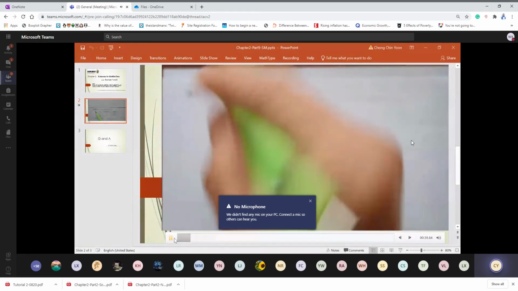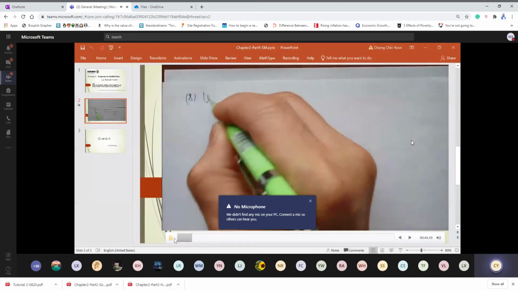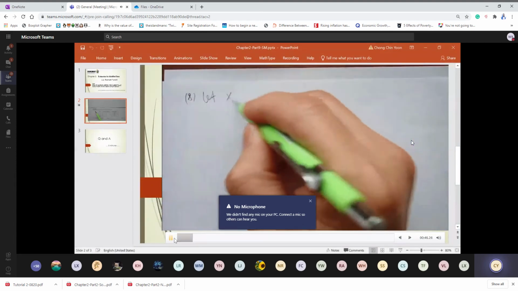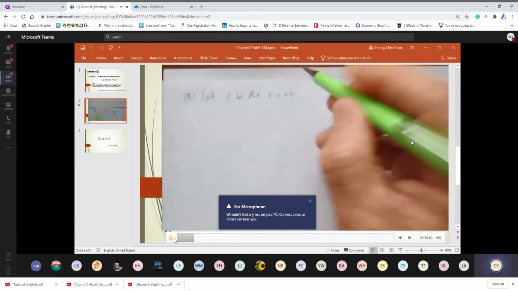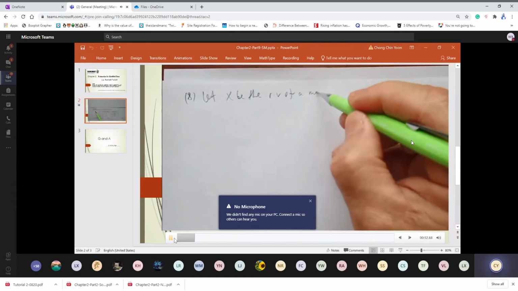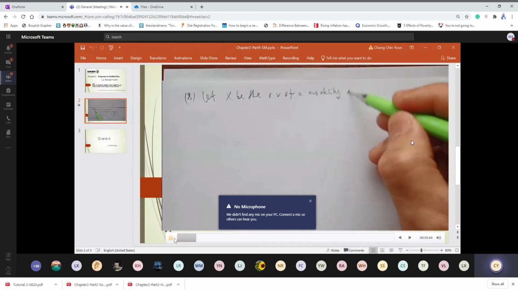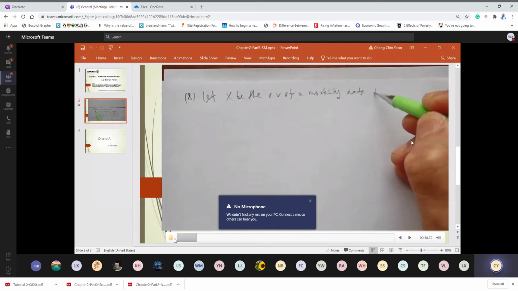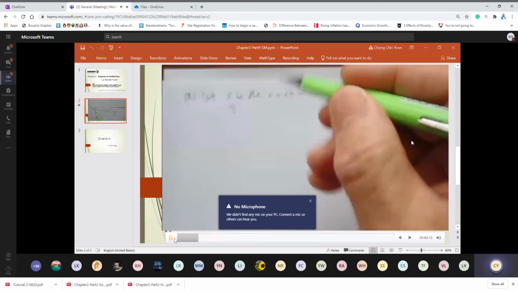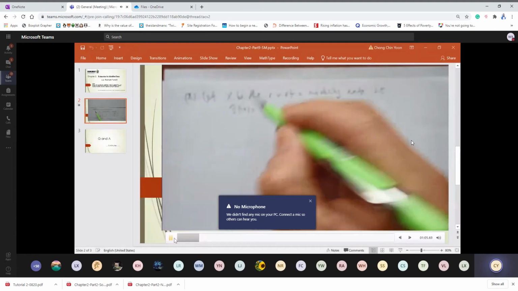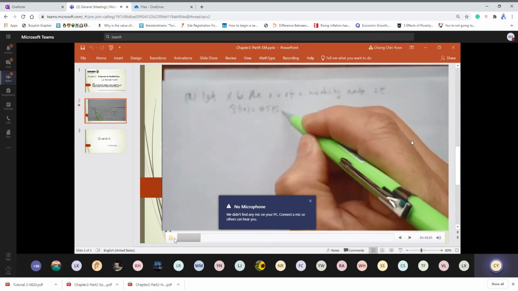So for number 8 here, we let X be the random variable of a mortality data, such that the estimate of the survival at 10 is 0.575.